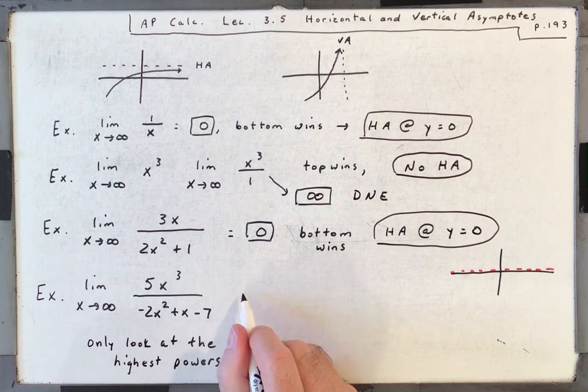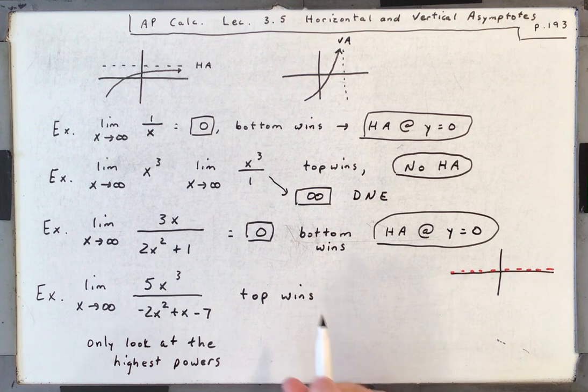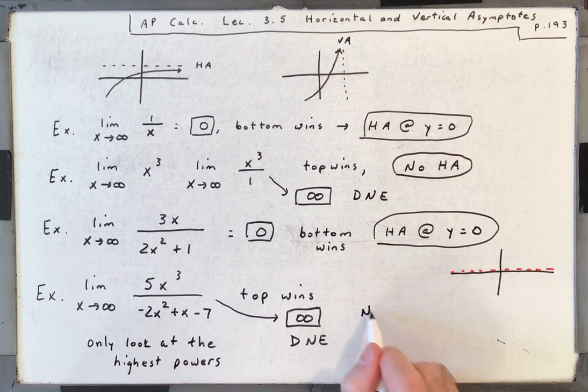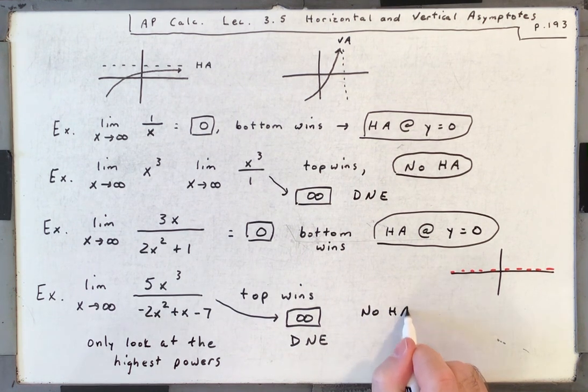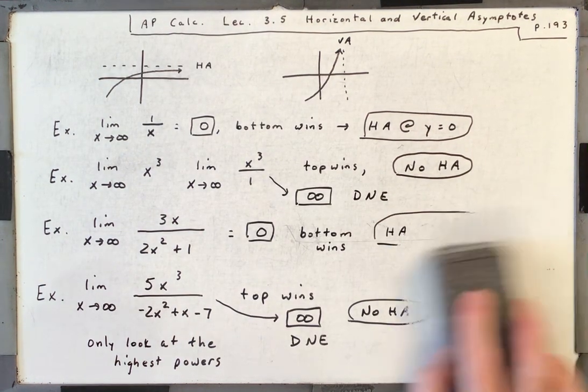Okay, so here the top wins, right? So the answer is infinity. Infinity is just another way of saying does not exist. All right, so there is no horizontal asymptote. If it does not exist, there's no horizontal asymptote. All right, let's keep going with a few more examples for horizontal asymptotes.